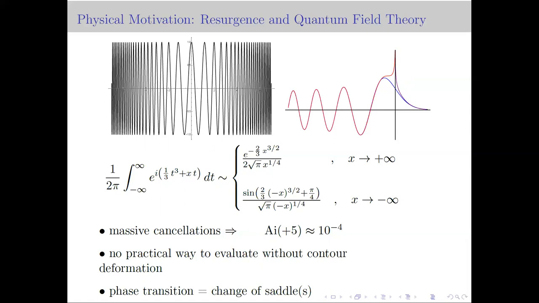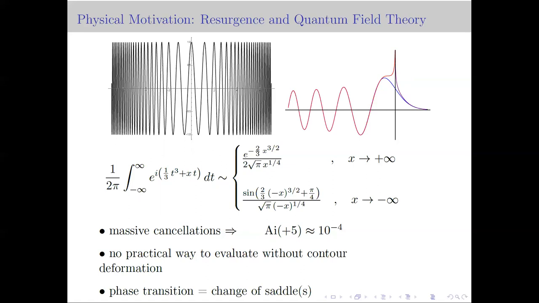The answer is that we can employ contour deformation and complex analysis and interpret the behavior of this in terms of the saddles. And the great discovery of Airy and Stokes was that on this side, when x is positive, the integral is dominated by one saddle point. But when x is negative, the integral is dominated by two saddle points, leading to the oscillatory behavior.